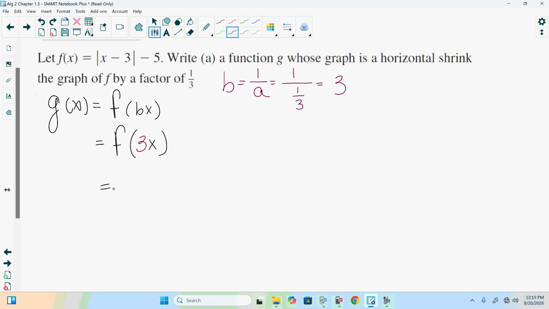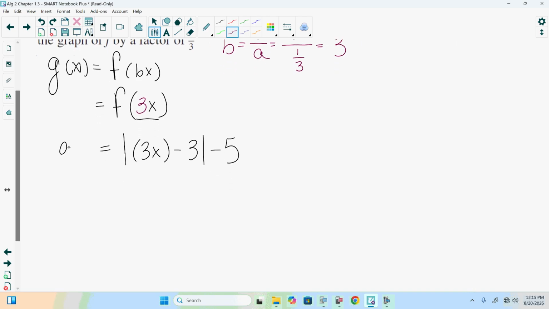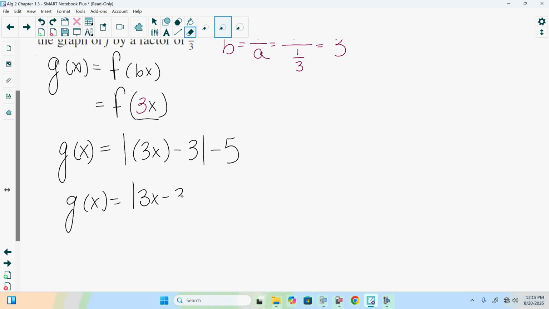So we have f of 3x, yes? Which means every x in the function has to be replaced with 3x. Still have the absolute value bar, but instead of x, we have 3x minus 3 minus 5. Well, pretty much we do need to drop the parentheses, telling us that we have 3x minus 3 minus 5.